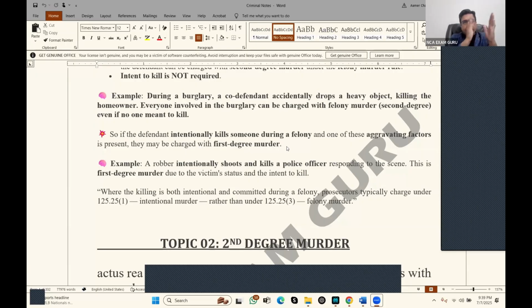Always break down the line. If the defendant intentionally kills someone during the felony, my intention was not to kill, my intention was the felony, meaning robbery. My intention was to do the robbery. So while robbing, oh my God, this guy saw my face. This guy recognized my face. Oh my God, he can be my witness.